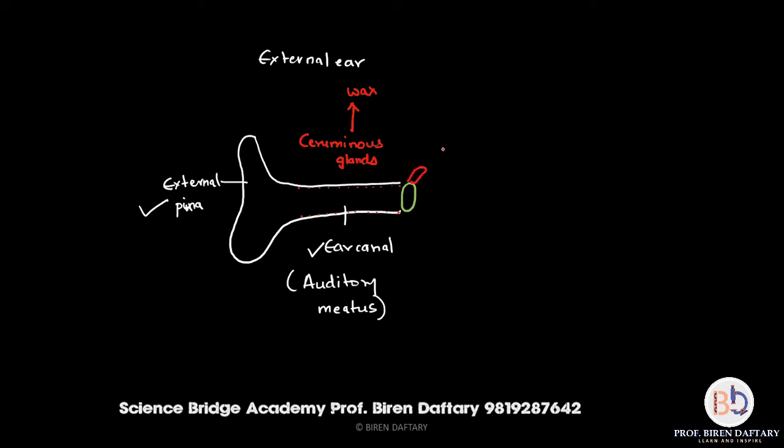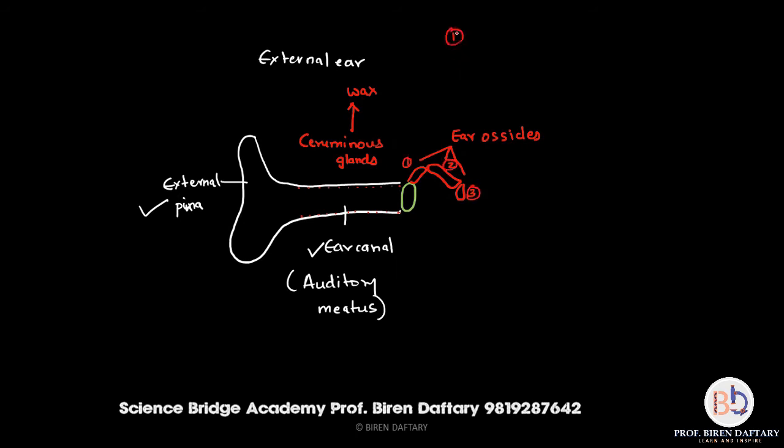So this is one bone, this is the second bone, and this is the third bone. These three bones are called ear ossicles. Ossicles are bones present in the ear. Each of these is given a name. I will just number them over here, 1, 2 and 3.